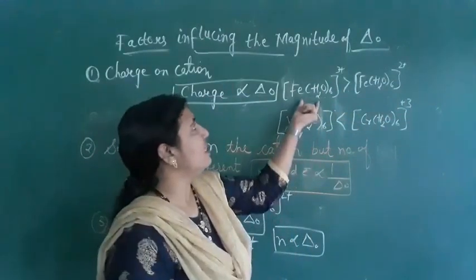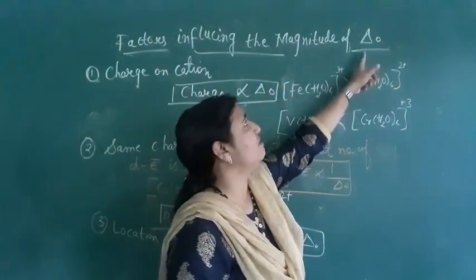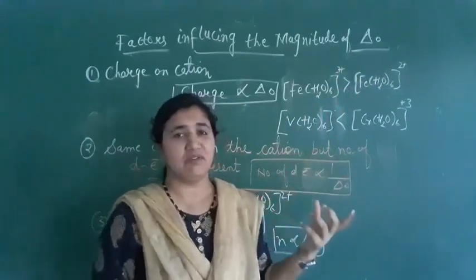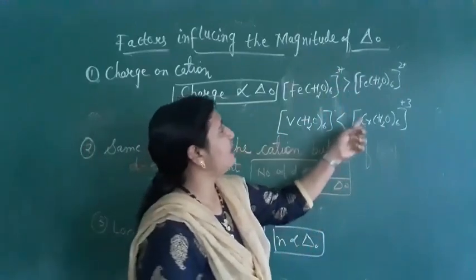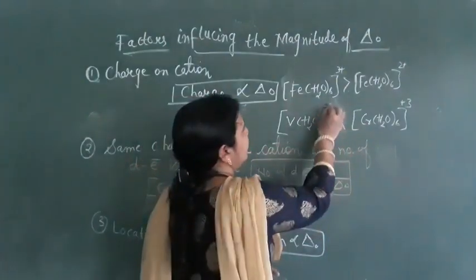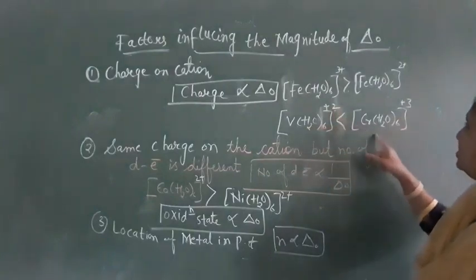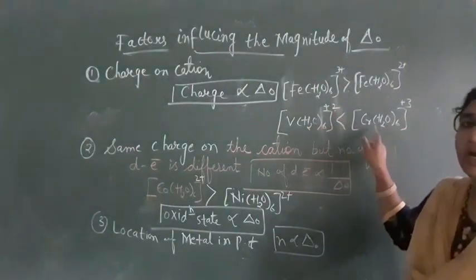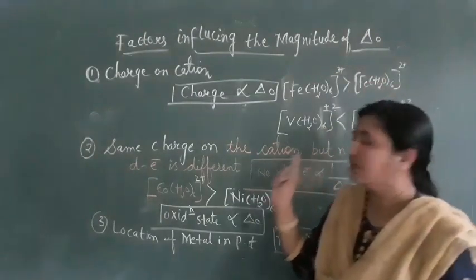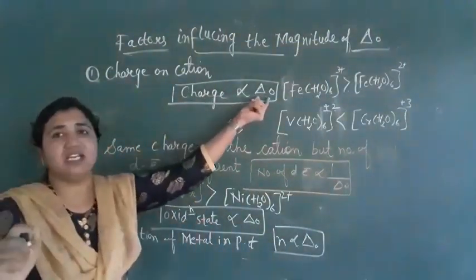So the delta O value, the crystal field splitting value, depends on the charge on the cation. If the charge on the cation is more, then the splitting will be more. Here we have different metals, but the charge is what matters: plus 2 for vanadium and plus 3 for chromium. So the chromium complex will have more crystal field splitting energy, and its delta O value is more. So the first point is the charge on the cation: the more the charge, the more the splitting energy.